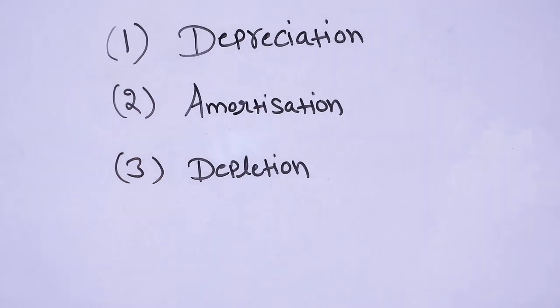If the value of any intangible assets is decreasing, like goodwill, patent, copyright, etc., then we will use the word amortization instead of depreciation. If the value of any wasting assets is decreasing, we will use the word depletion instead of depreciation. Wasting assets are like mines, oil wells, etc.